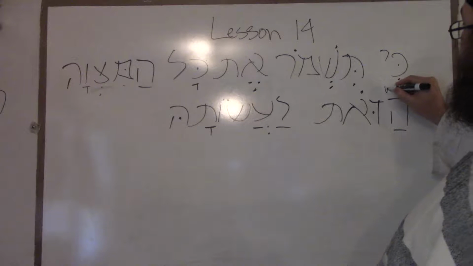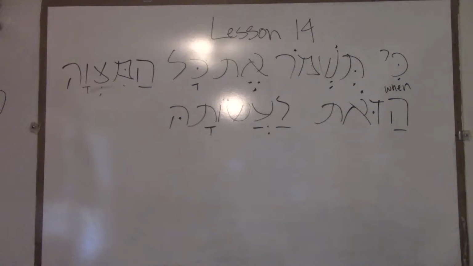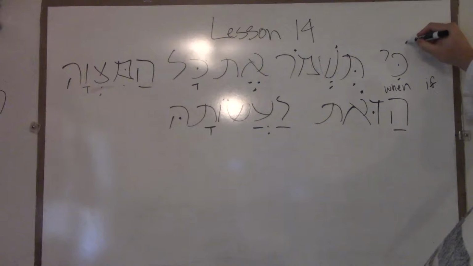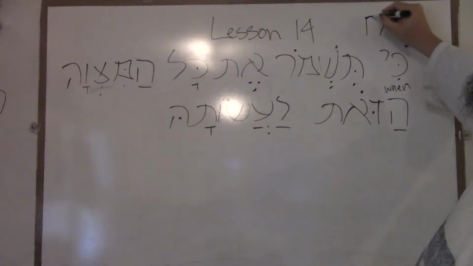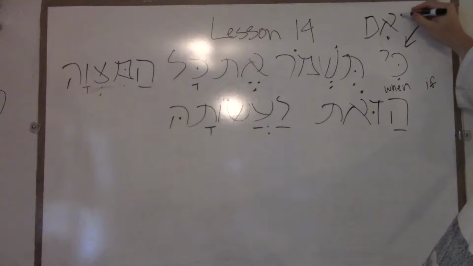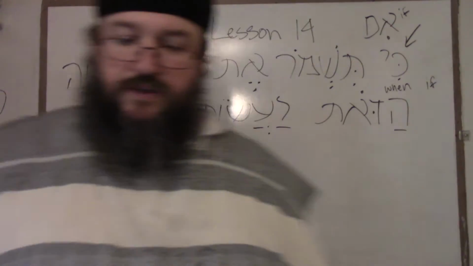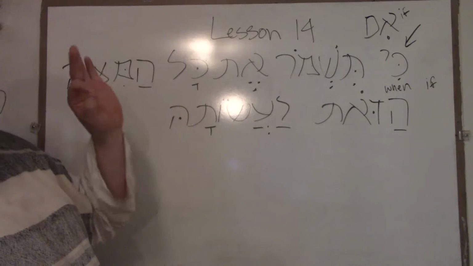Ki is when. Now, a lot of Bibles will translate this incorrectly as the word if. However, we have a problem here. Ki does not mean if. If we were to say if, this here would have to be the word im. This is the word if in Hebrew, okay? It's not ki. So we have to understand the differentiation between if and when. Ki, when.